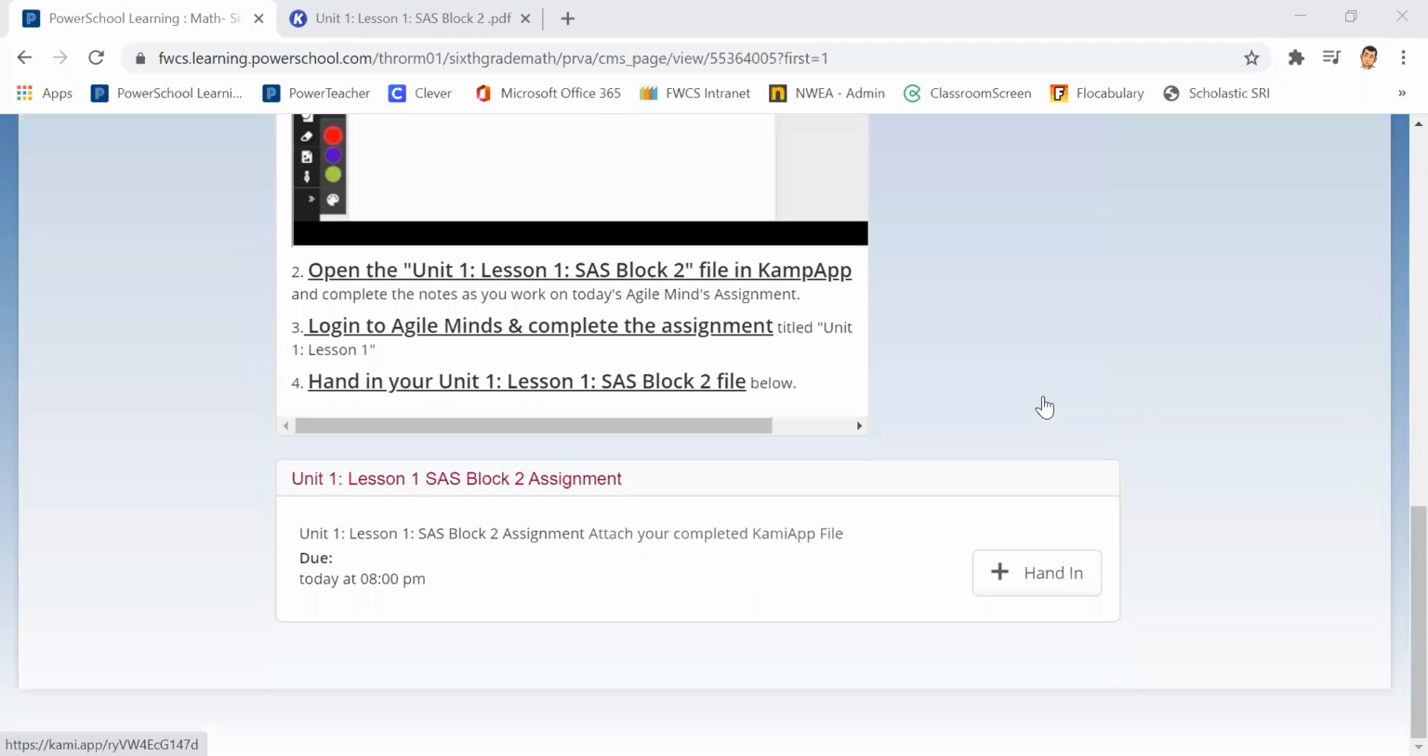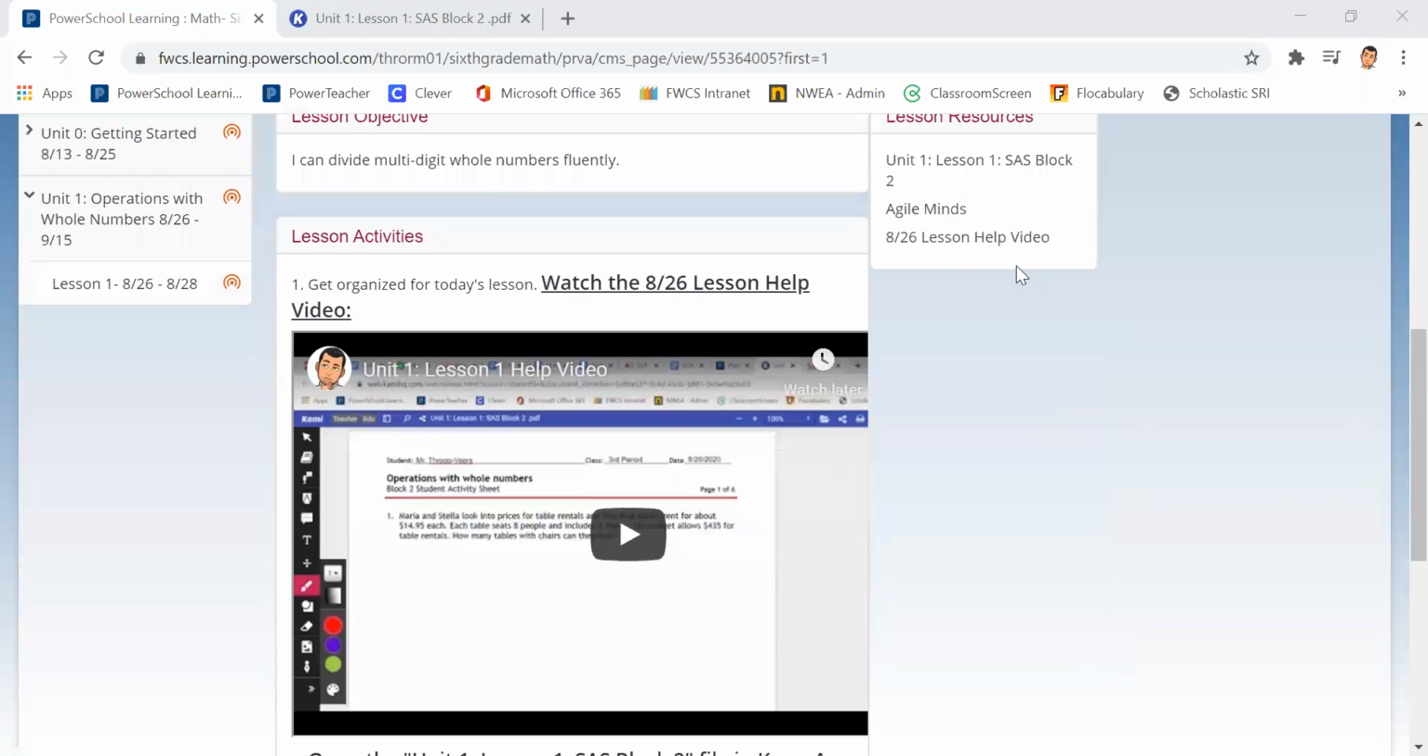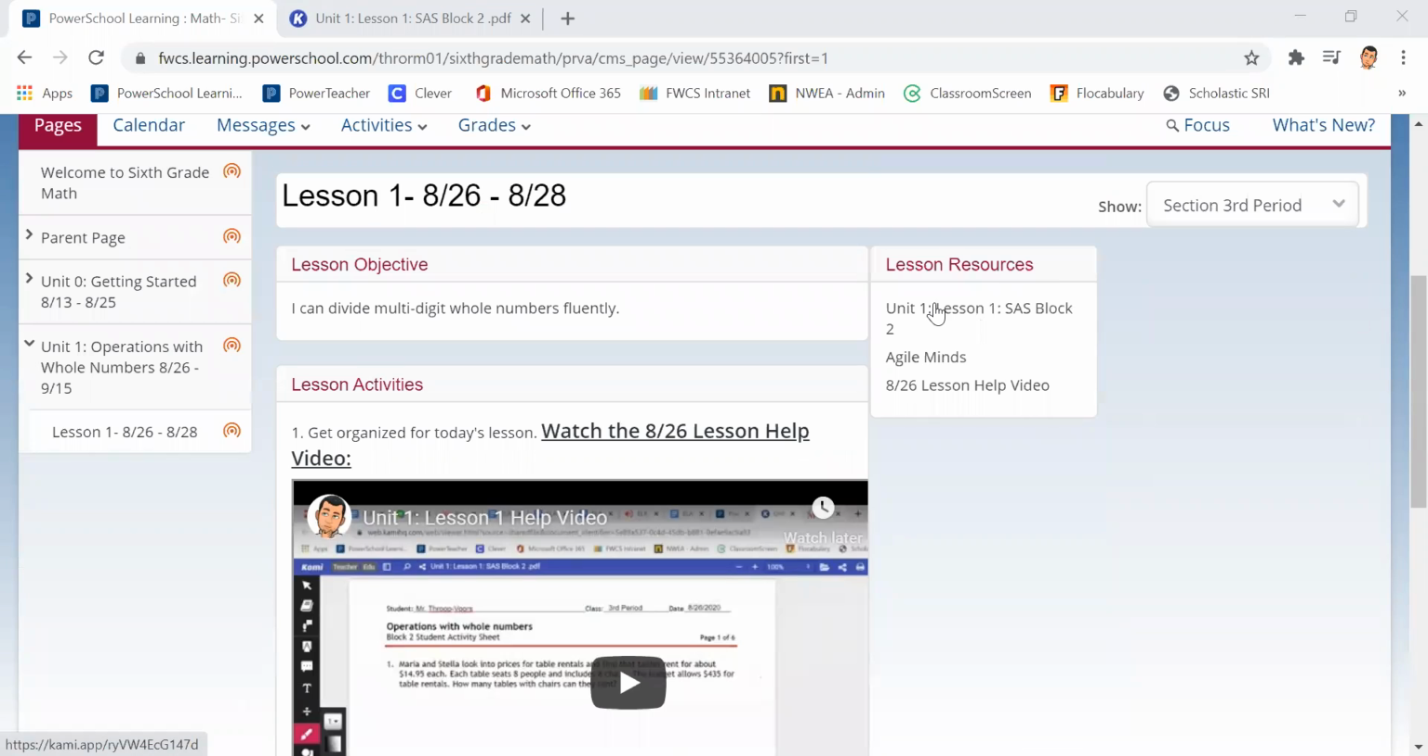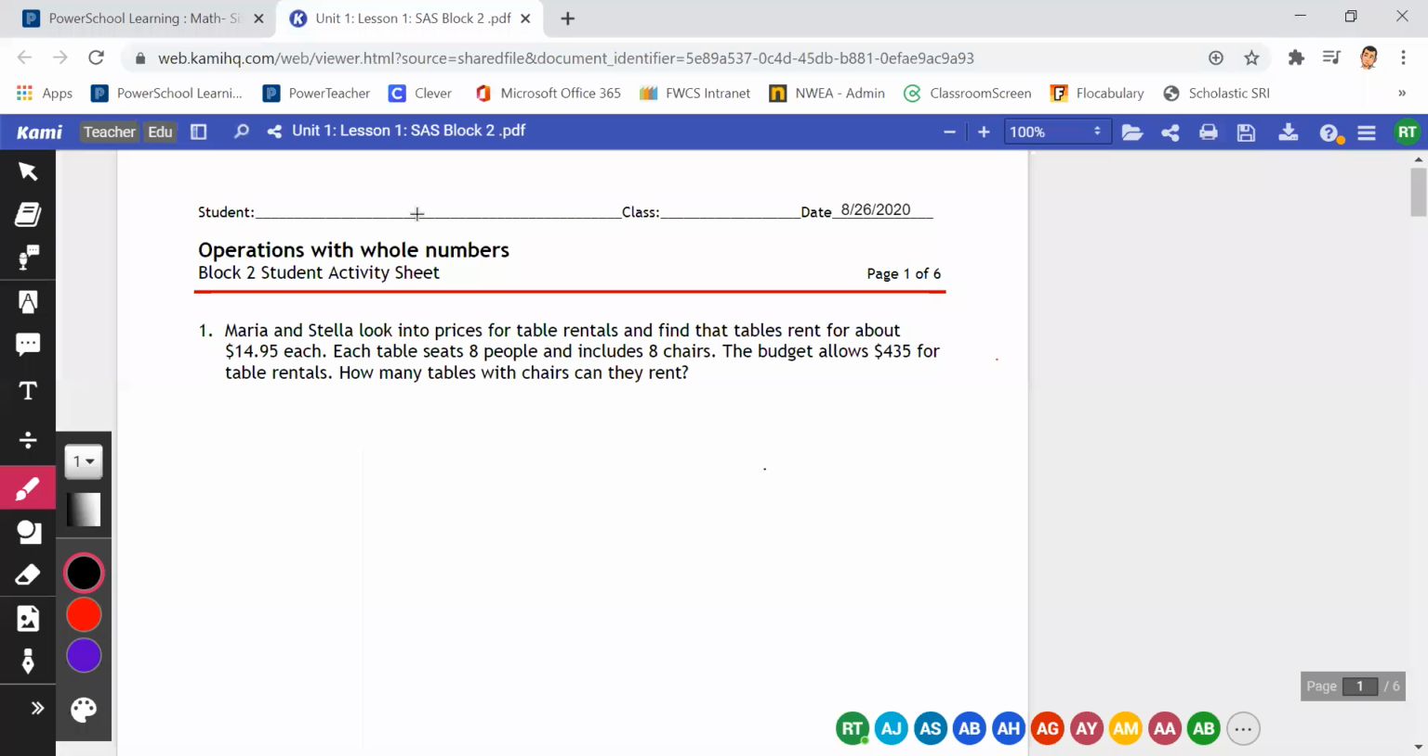Once you get it all finished, you're going to use the hand in button down here to turn this file in for a grade. But I want to take a minute and go over this with you. I know we've gone over some of this in class, but I wanted to create this video so you could pause this video at any time and review some of what we've talked about. So let's go over our first problem.